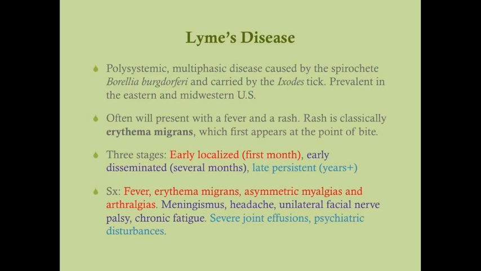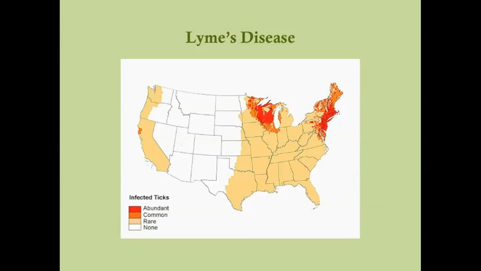And it's prevalent in the eastern and midwestern U.S. So here's a map. The northeastern U.S. is very abundant. You can see particularly here in New England and in New Jersey. It's also common in the upper Midwest, for instance, where I'm coming to you from, which is central Minnesota and Wisconsin. And it also has a prevalence area in the redwood forest area of California.